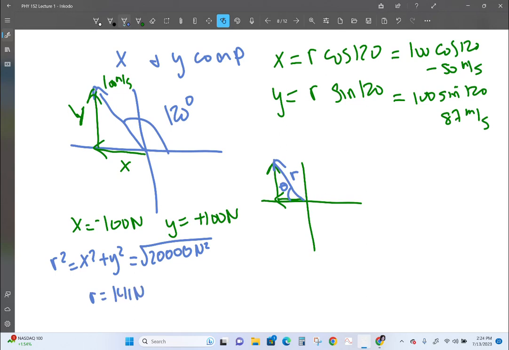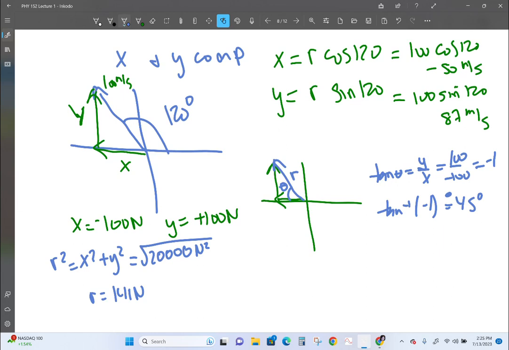And the way we find tan theta is we find y over x. Well, y is 100 and x is negative 100. We take the inverse tan of negative 1, and when I take tan inverse of negative 1, I'm going to get 45 degrees. It's going to be a negative, but I'm going to ignore that because what that's telling me is I have to do something with that number.